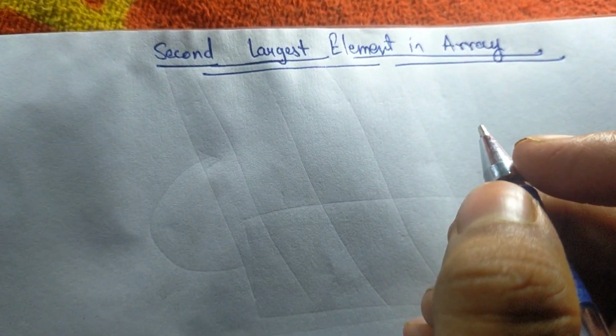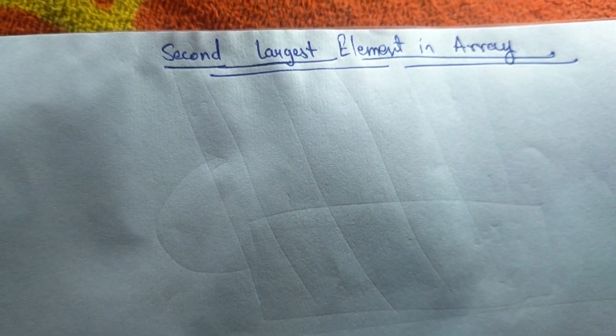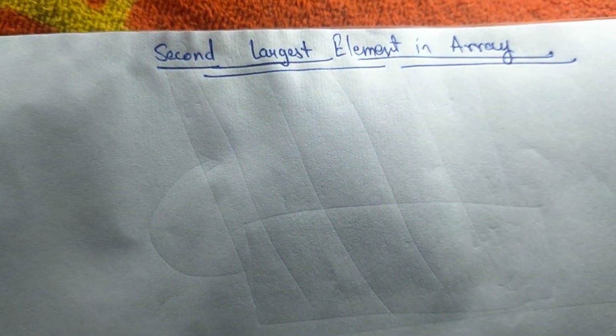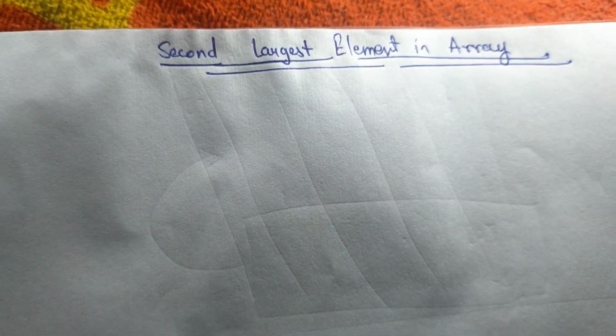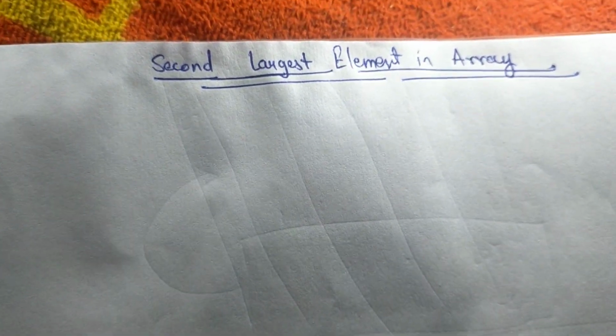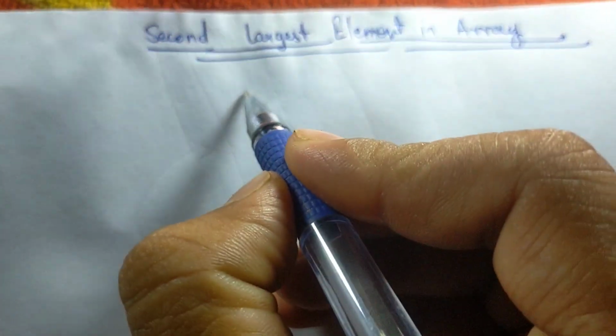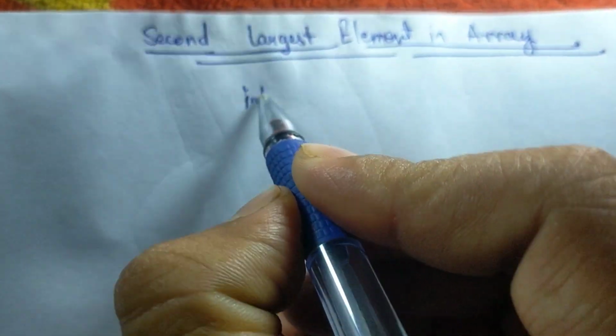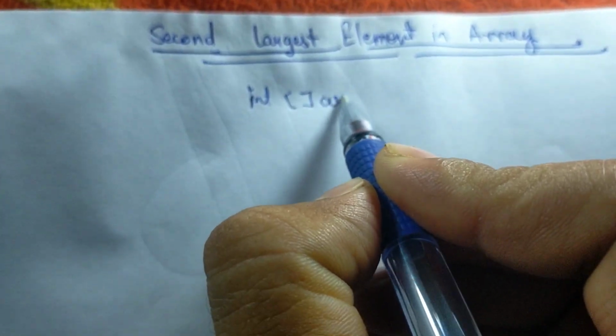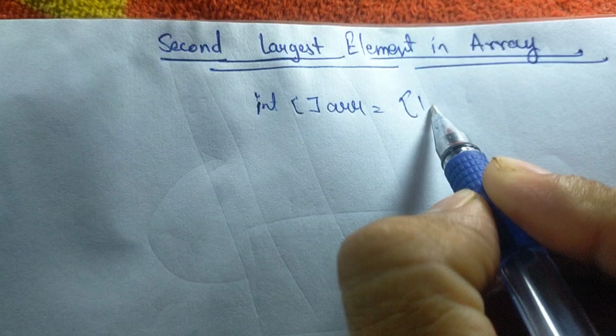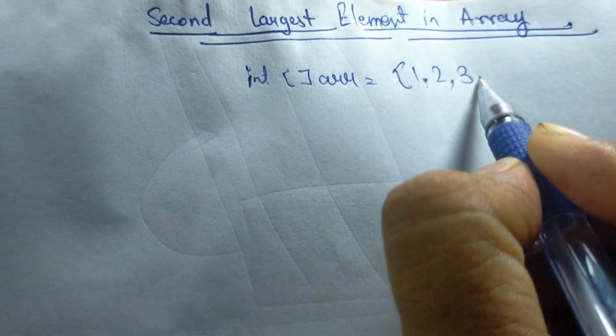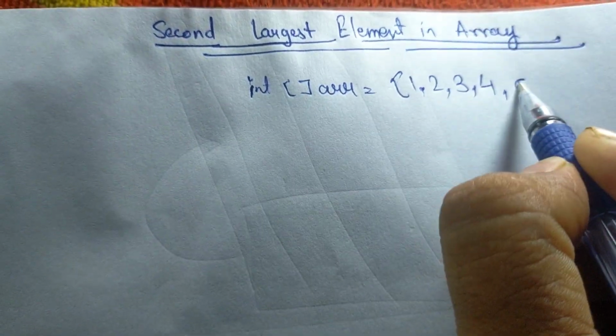Hello guys, today we are going to solve the problem of finding the second largest element in an array. So how can we solve this problem? First of all, I am taking an initial array and initializing it. It's my array: 1 2 3 4 5.